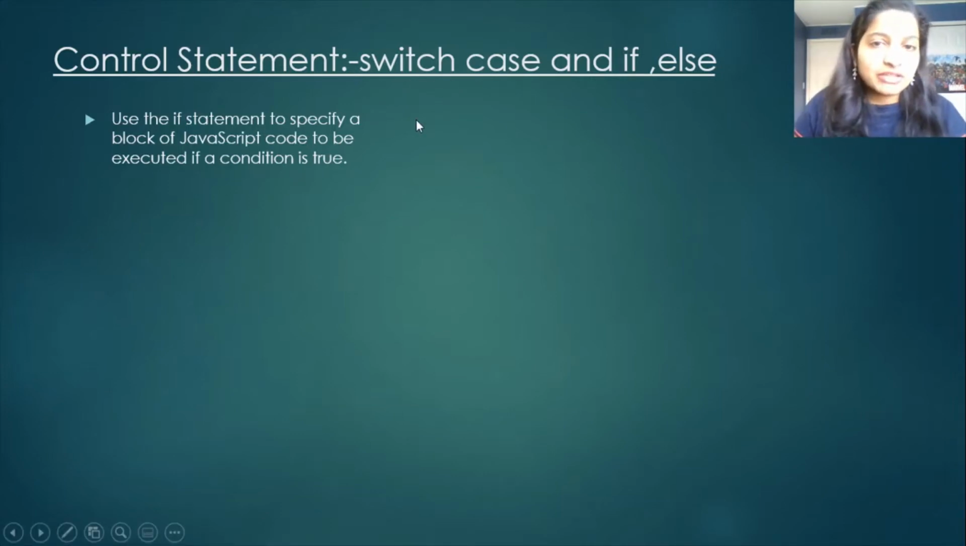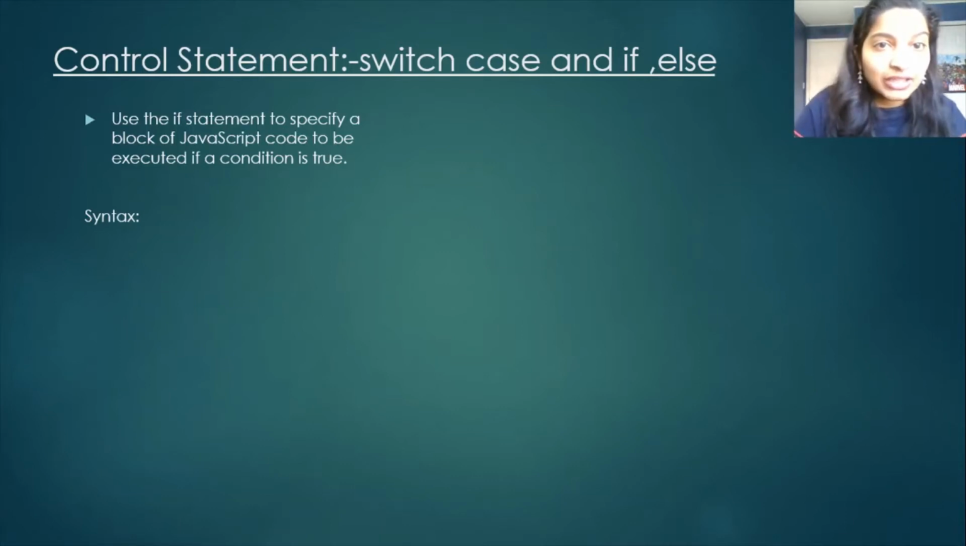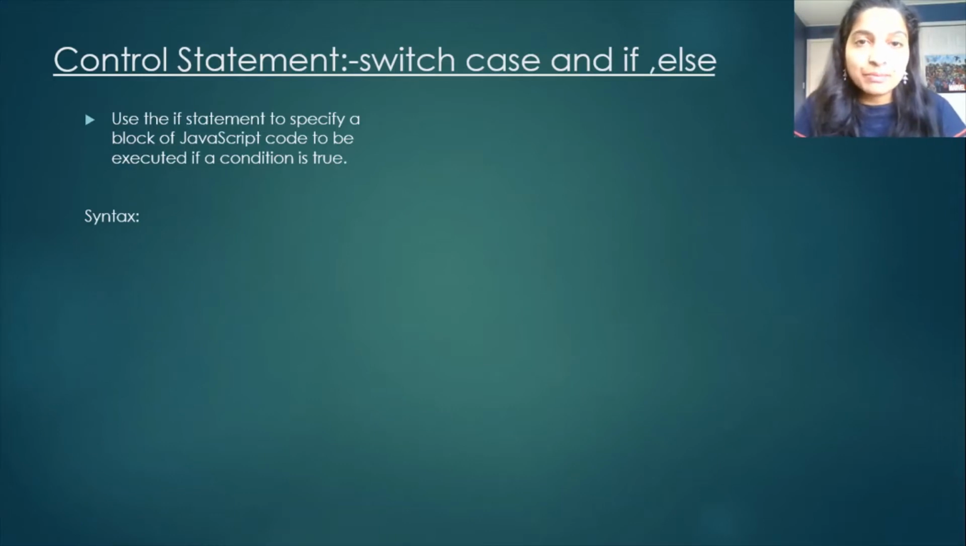So why do we use the if statement? Use the if statement to specify a block of JavaScript code to be executed if the condition is true. Now, if there are many numbers and we want to understand which number is even and which number is odd, this is a simple program to understand even and odd. We check the number mod 2, meaning if the number is divisible by 2, the remainder is 0, then that number is even. And if that number is not divisible by 2, then absolutely it would be the odd number.